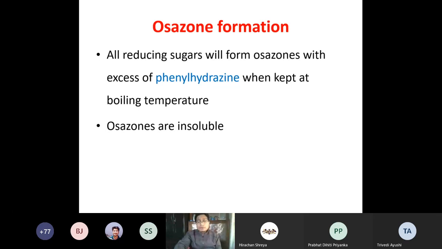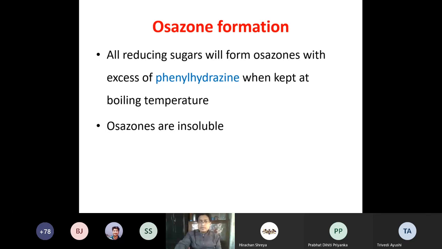All reducing sugars will form osazones with excess phenylhydrazine when kept at boiling temperature, and these osazones are insoluble. Insoluble means they form crystals, and for different carbohydrates, the crystals are differently shaped. It is important to distinguish between the different carbohydrates given to you in solution. When different carbohydrates are given to you, you can identify them with the help of this test also.